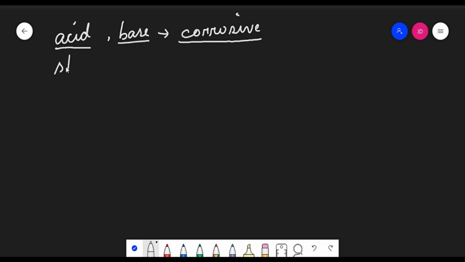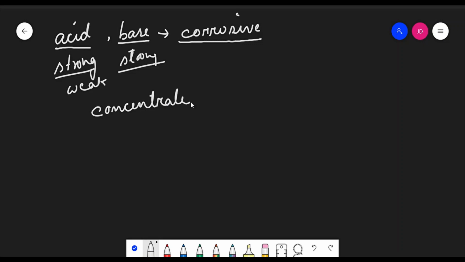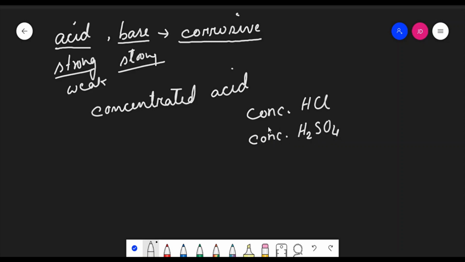Some acids are strong. That means if I take a strong acid and put your finger inside of it, your skeleton will come out. Base is also the same, it can be strong or weak. A strong acid or strong base, we'll call concentrated. Maybe we'll write conc. HCl, conc. H2SO4 and so on. When you see this, you'll understand this is concentrated, meaning very, very strong. If one drop falls in your hand, there will be a big hole in your hand.